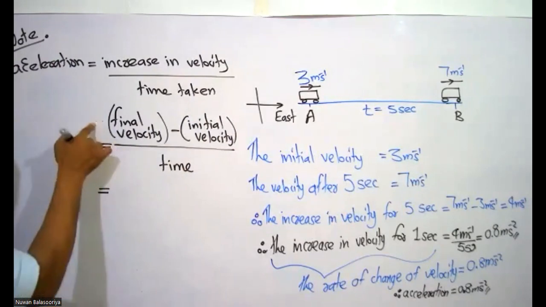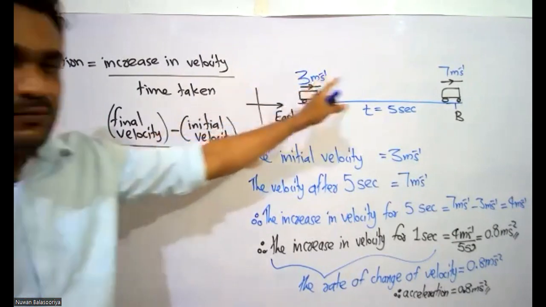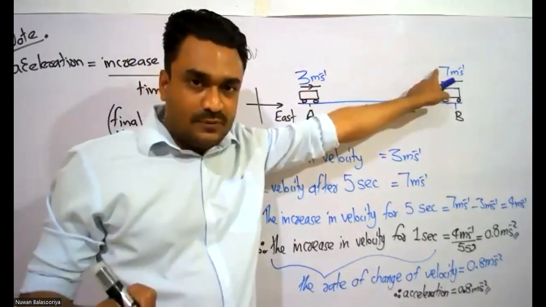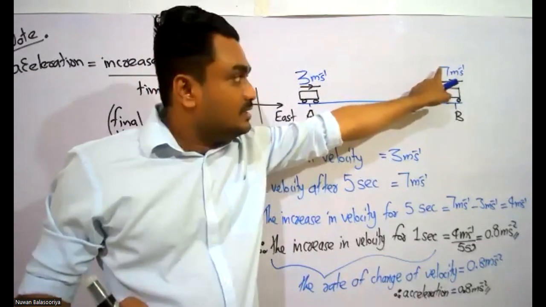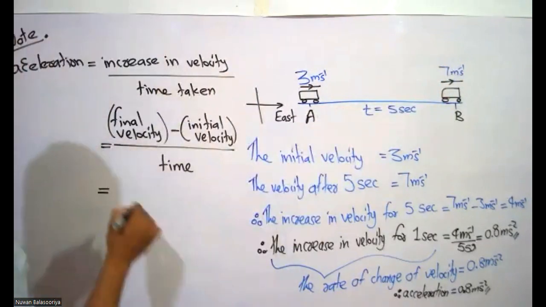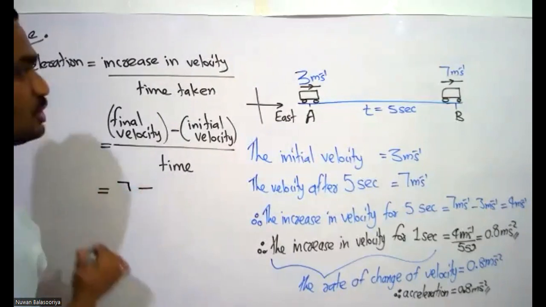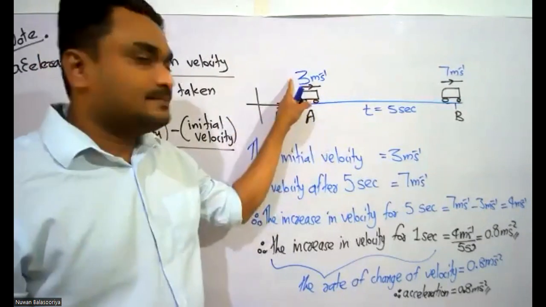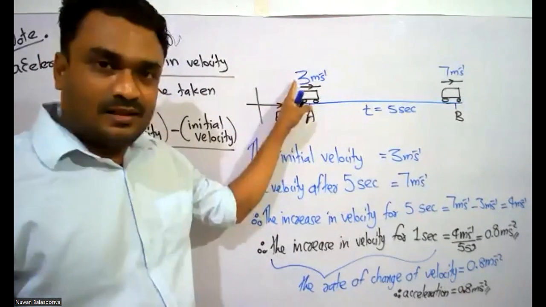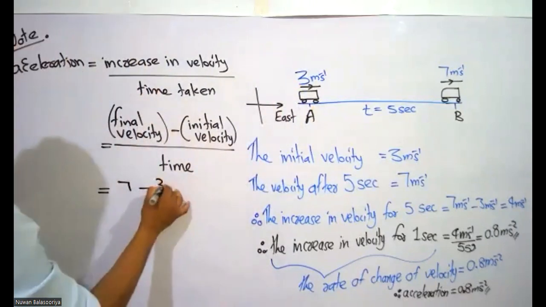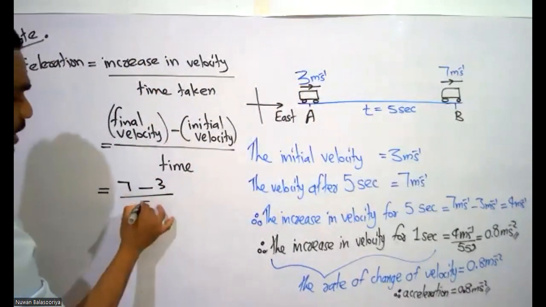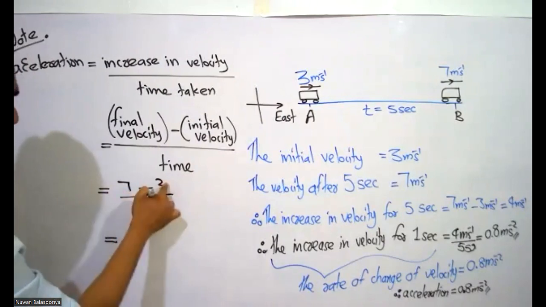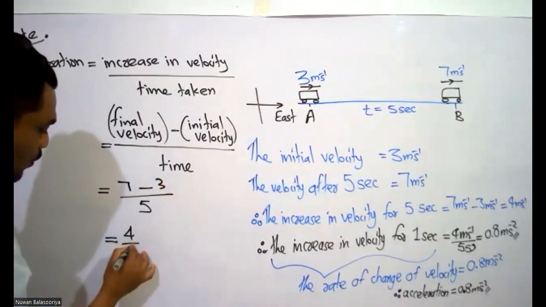What is the final velocity according to this figure? 7 meters per second. Very good. What is the initial velocity according to this figure? 3 meters per second. Time taken is 5 seconds. So 7 minus 3 is 4 over 5.